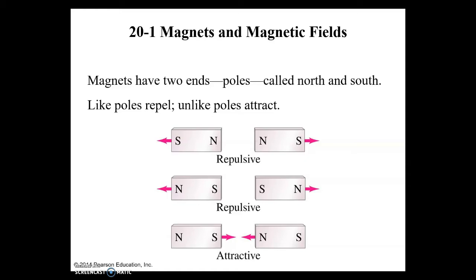Two like poles are repulsive, whereas two opposites are attractive. Sorry, I was trying to get my pen to work. It's not working right now. We'll do this. All right. So like poles are repulsive, but opposite poles are attractive. So a north pole is attracted to a south pole and vice versa.